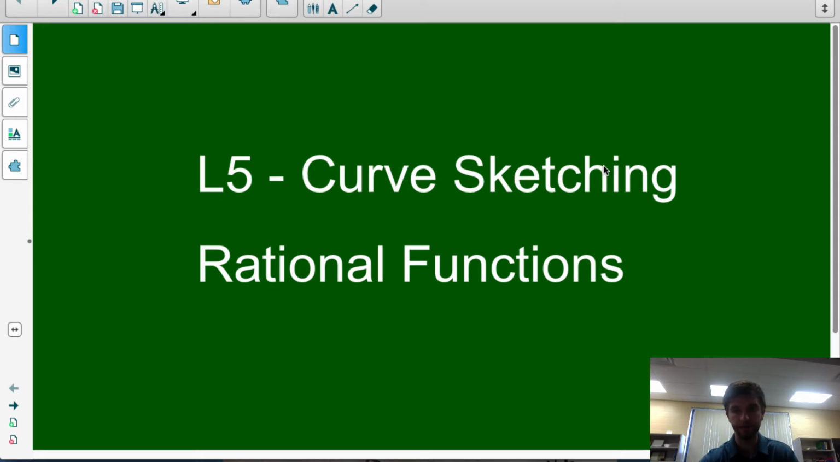We're going to look at intervals of increase and decrease using the first derivative, look at intervals of concavity using the second derivative, and use all that information to help sketch the curve of the function. So here we go.